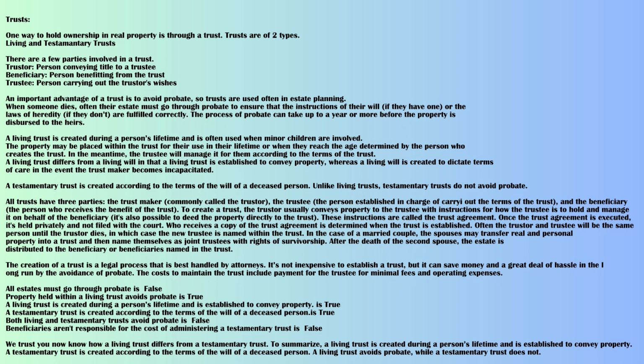Once the trust agreement is executed, it's held privately and not filed with the court. Who receives a copy of the trust agreement is determined when the trust is established. Often the trustor and trustee will be the same person until the trustor dies, in which case the new trustee is named within the trust. In the case of a married couple, the spouses may transfer real and personal property into a trust and then name themselves as joint trustees with rights of survivorship. After the death of the second spouse, the estate is distributed to the beneficiary or beneficiaries named in the trust.